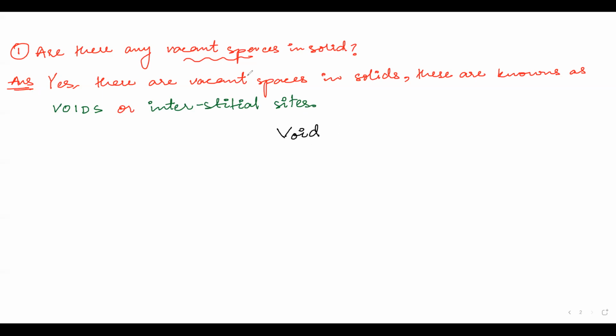Void is any vacant space that we have defined now. Now voids can be, for example, there are no 2D solids, but we will start with 1D solid also. Okay, so voids can be of two types. There can be either 2D voids or 3D voids. We'll first deal with 2D voids. Let us see what are 2D voids.